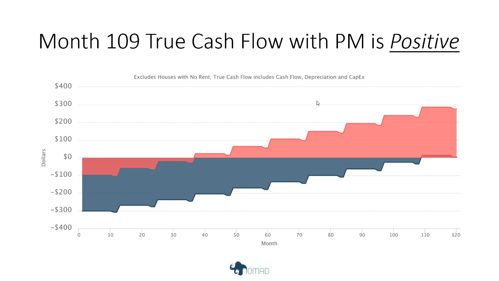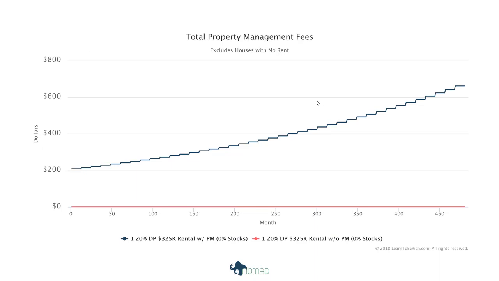It went positive way back here in month 36 or so if you were not paying property management. So you get basically a 7-year head start on positive cash flow if you do no property management. Okay? So here's how much you're paying your property management fees. This is one where you're not paying any property management fees. It's the red line that's hugging the bottom.